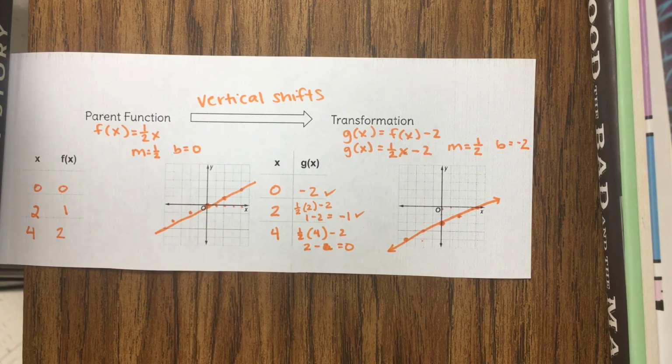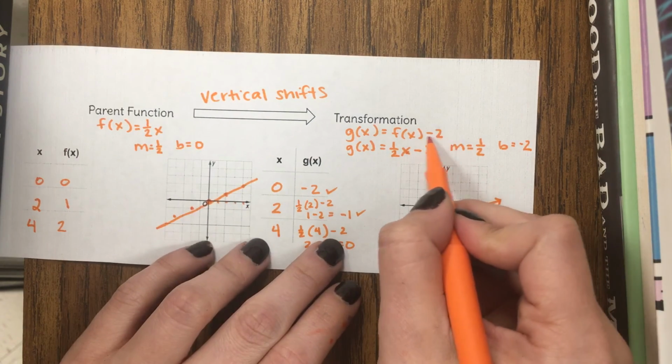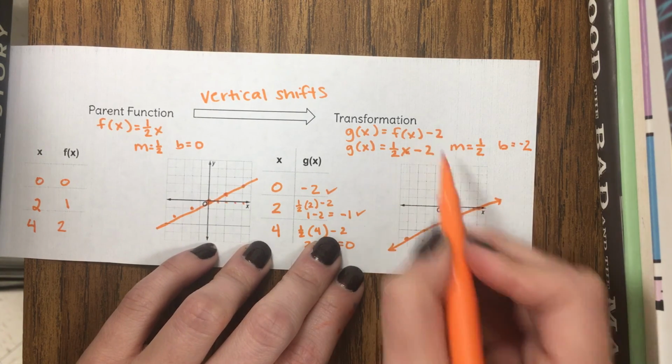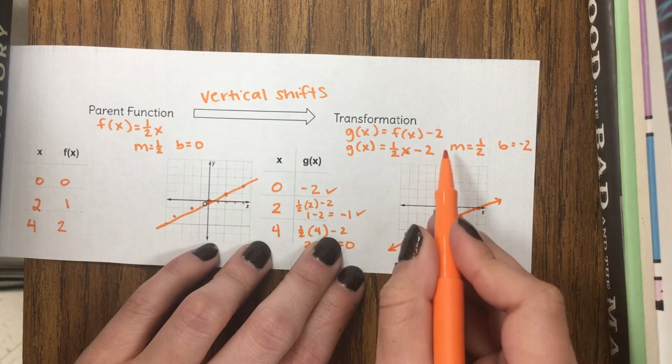So vertical shifts, if you add or subtract a number to the end of the function, we'll just shift it up and down. If it's a negative number, it shifts down. If it's a positive number, it'll shift up.